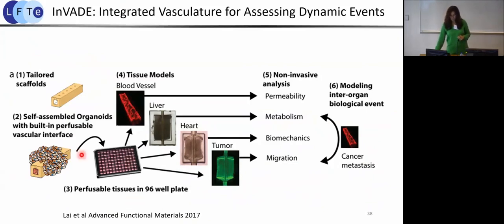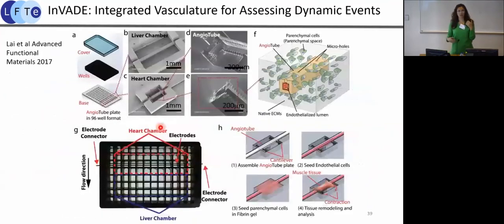So we re-engineered everything in a 96-well plate format. And we can make now these different models like liver, heart, or tumor in a 96-well plate. Using this approach, it's very easy to link two compartments. So if you just take one big blood vessel and you let it run through the columns of this 96-well plate, you can easily connect, let's say, heart and a liver chamber.